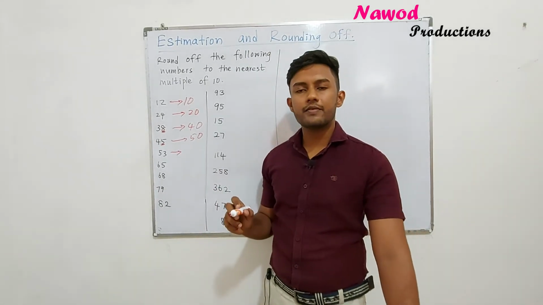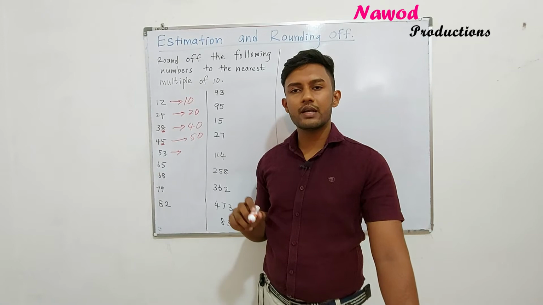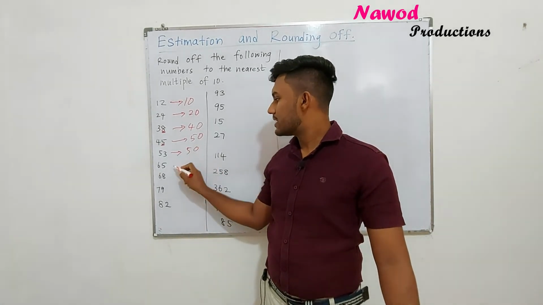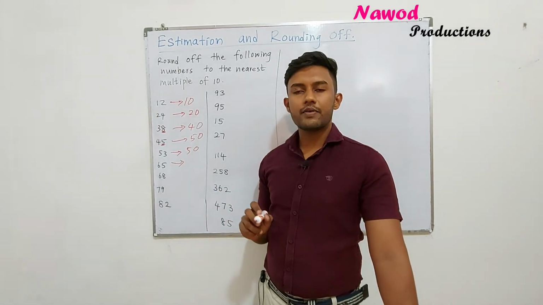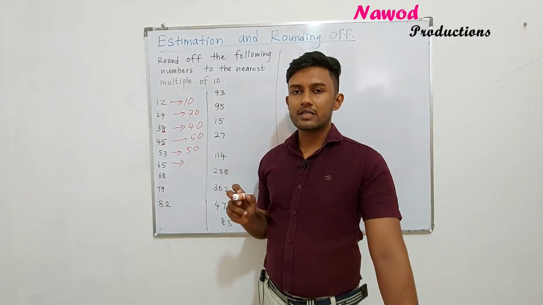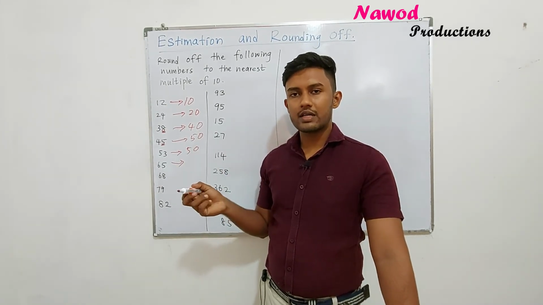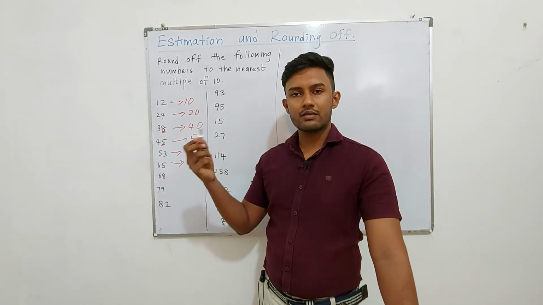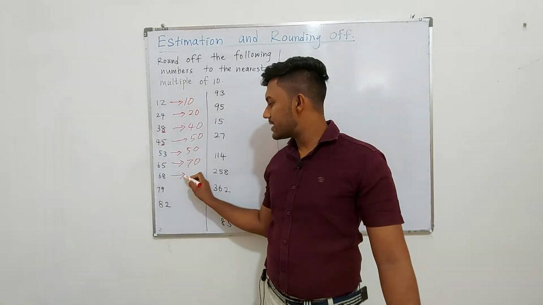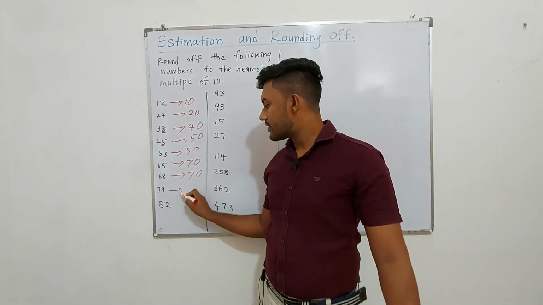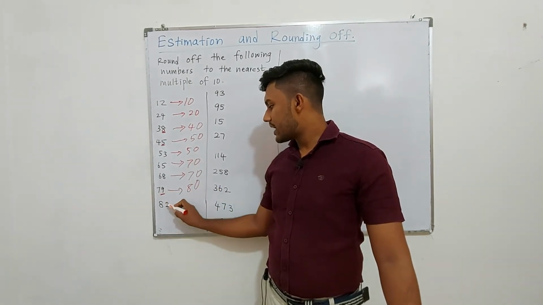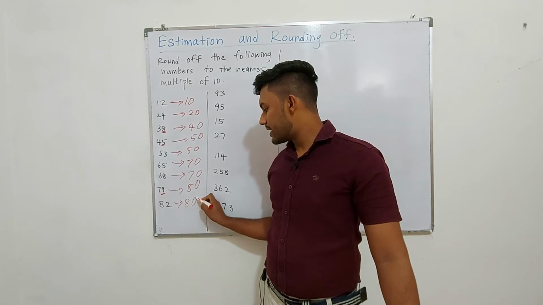53 is in between 50 and 60, but it is near to 50. 65 is in between 60 and 70, but it is going to 70 because the middle value is getting to the front number, 70. 68 also 70. 79 we are getting to 80, 82 also 80.